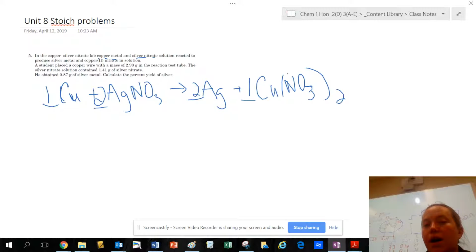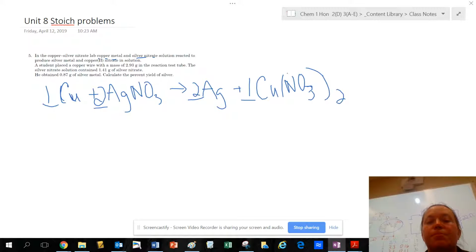Now, once you write out the reaction, then we need to take a look at what we're given in the problem and what we're looking for. It says that we have a mass of copper that goes into a tube and reacts with a certain mass of silver nitrate contained in solution. So we're given the mass of both reactants, and we're asked to calculate the percent yield of silver.